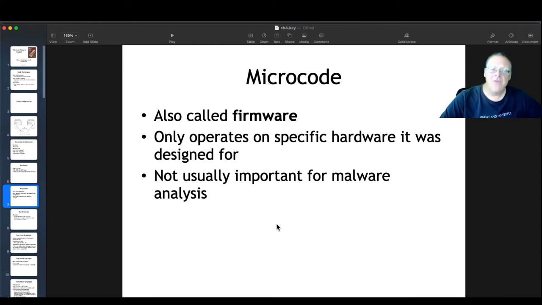Microcode is the firmware that runs on specific hardware, and that's for things like embedded devices. That's a really important area of reverse engineering and security, but it's not what this course is about. This course is about malware that runs on general purpose normal computers.